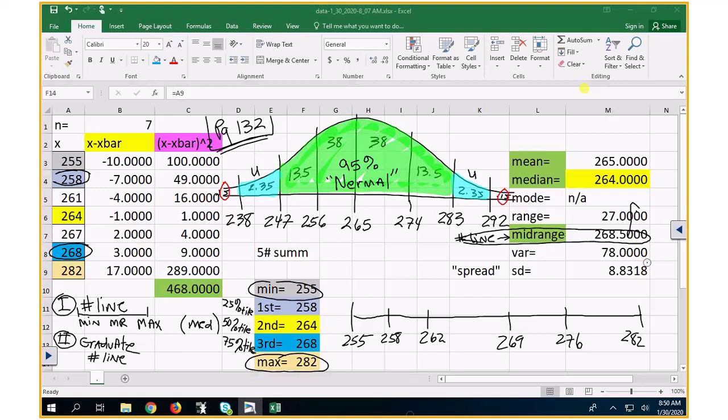262 to 269 is what? 7. Half of 7 is 3. 265. 269 to 276 is 7. Half of 7 is 3. That's 272. Y'all see what I'm doing? Good. Half of 6, 279. Now, I have just used my mid-range, my min, and my max.